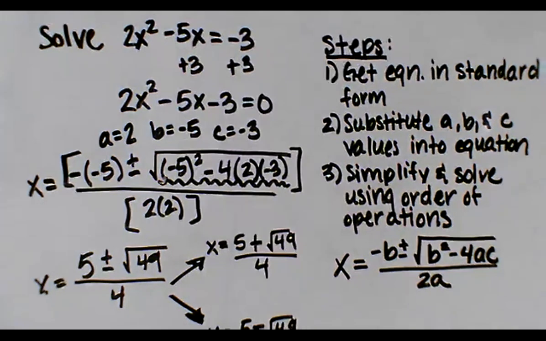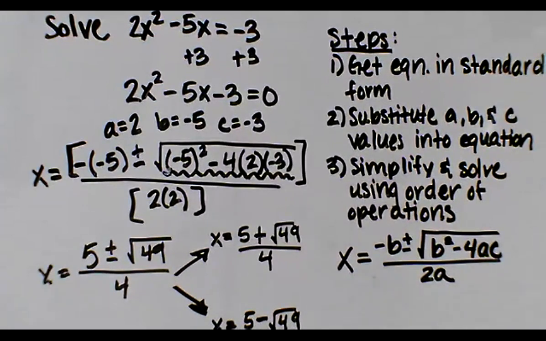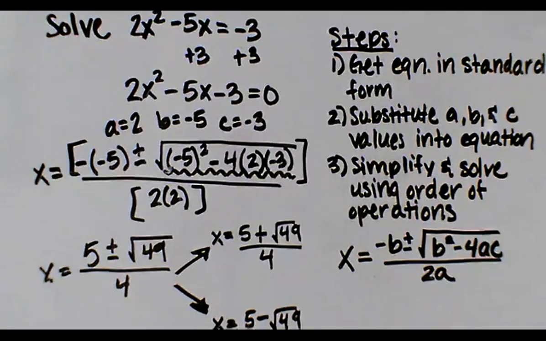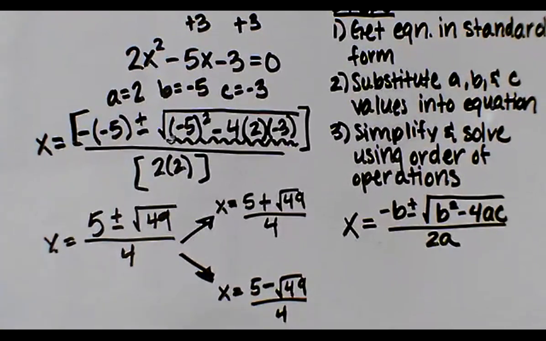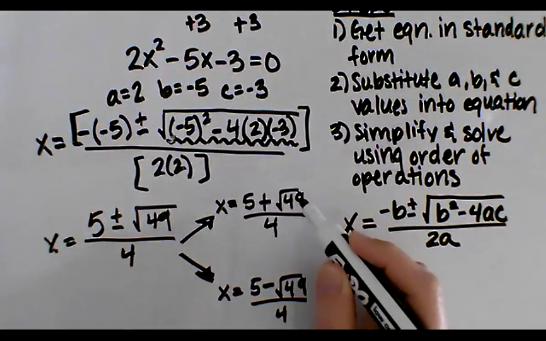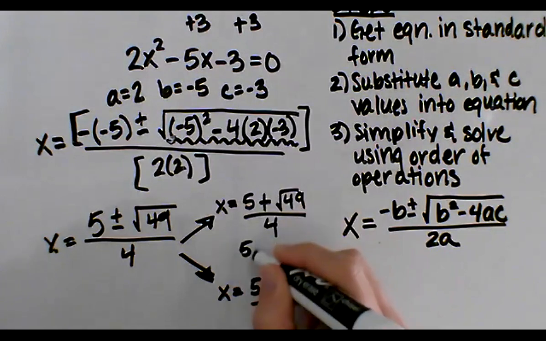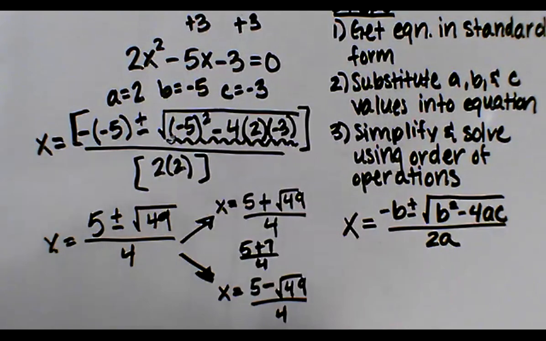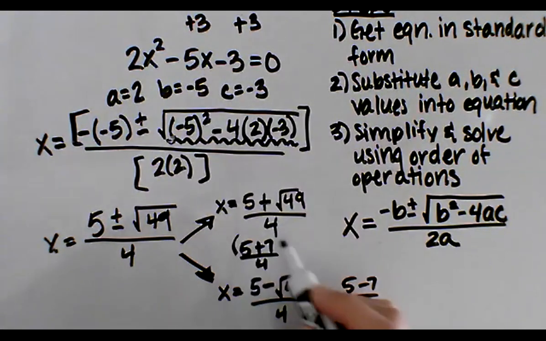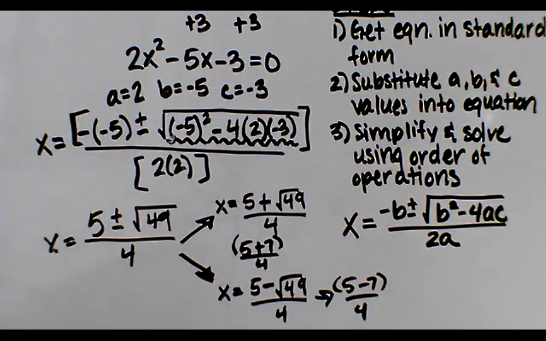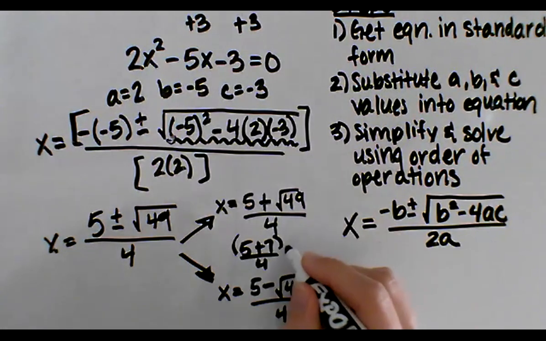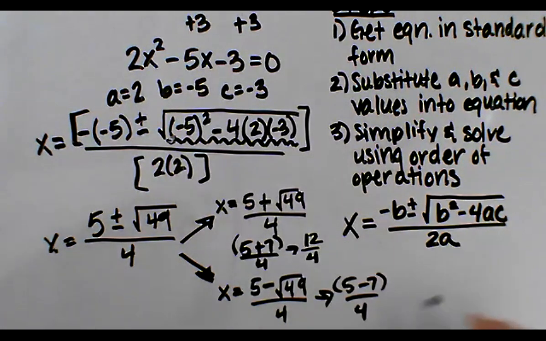I'm going to scoot down a little bit. At this point we are going to simplify each of these. The square root of 49 is really 7. So this says 5 plus 7 over 4, and this one says 5 minus 7 over 4. Again, order of operations matters here. We have to do the whole top before we do the denominator. So 5 plus 7 is 12 over 4, and 5 minus 7 is -2 over 4.